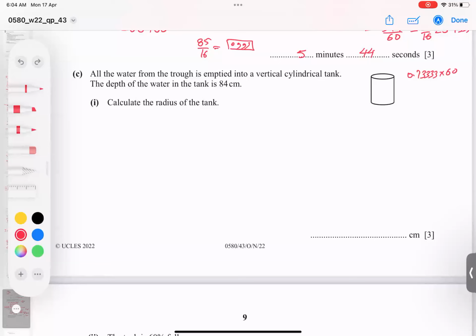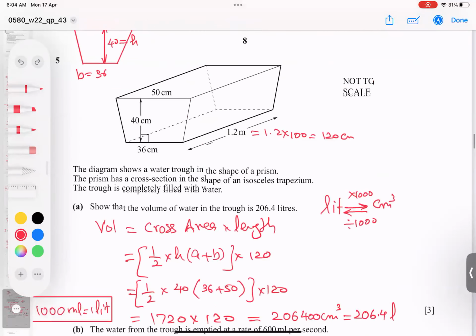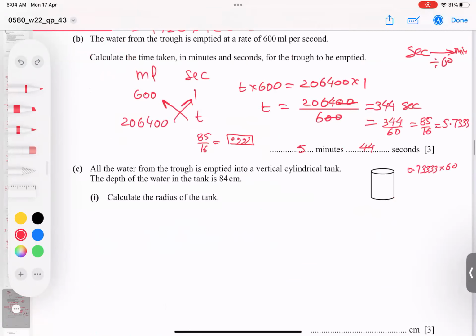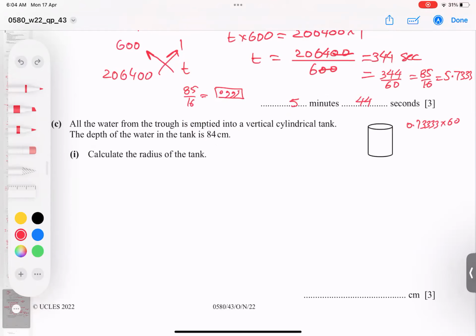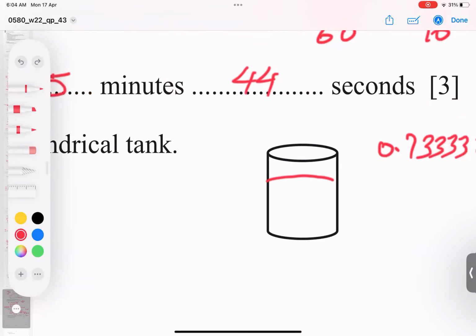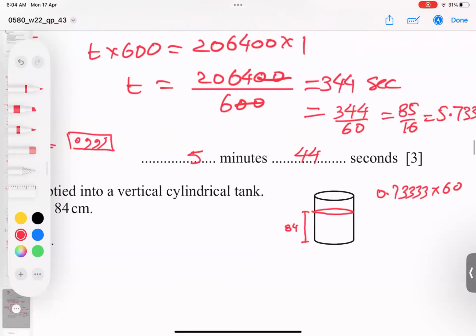All the water from the trough is emptied into a vertical cylindrical tank. That full water has gone in there. Don't think this is too small. It looks small, but it is a big cylindrical tank. So the full water went inside, and the depth of water is 84 centimeters. It means the water, let's say, is this much.